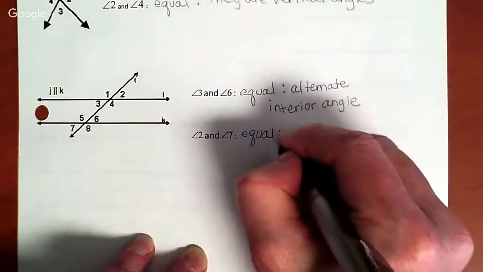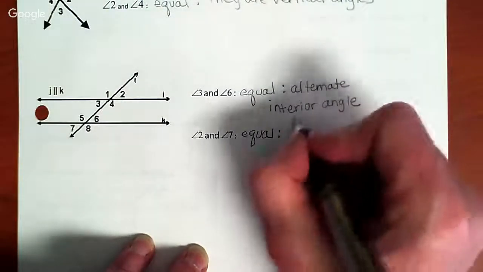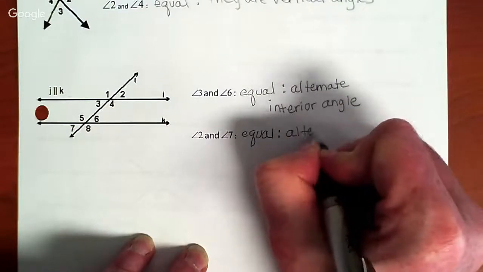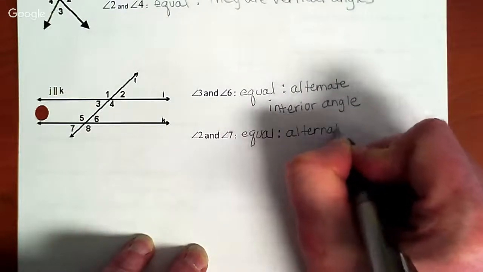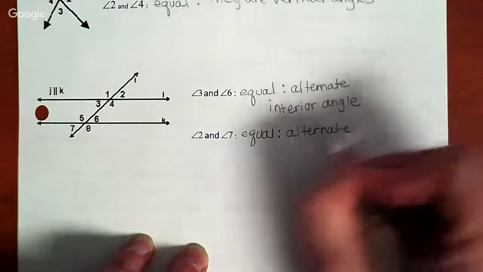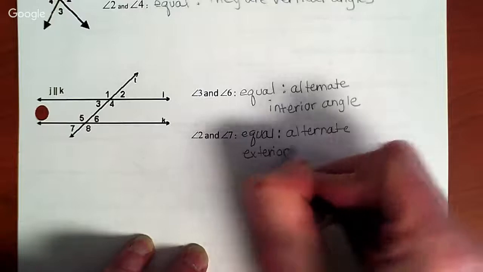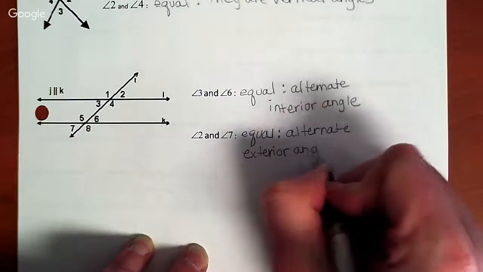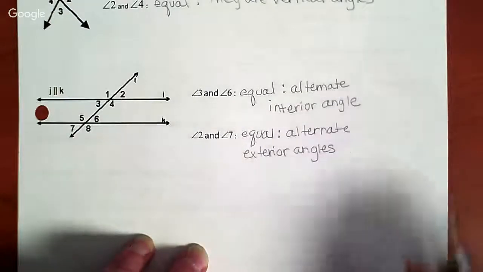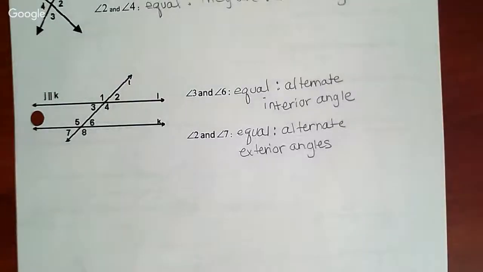2 and 7 are equal. They are equal. And they are alternate exterior angles. And that is the lesson for today.